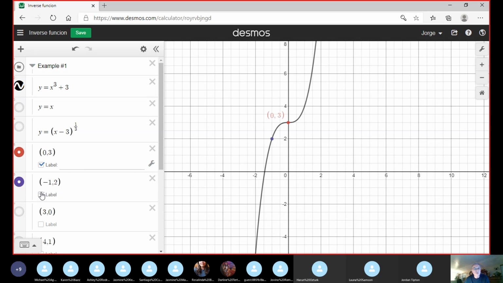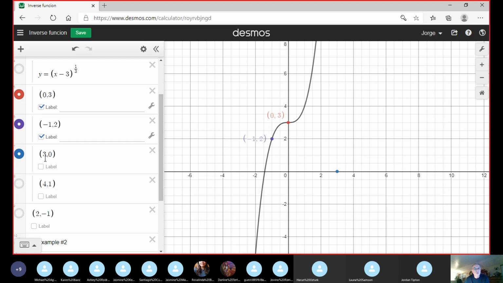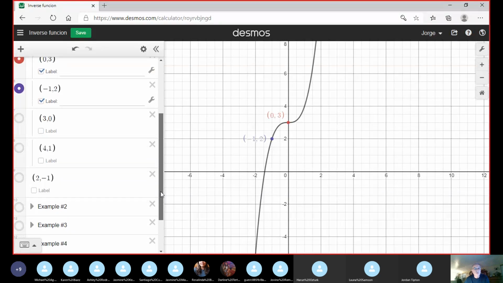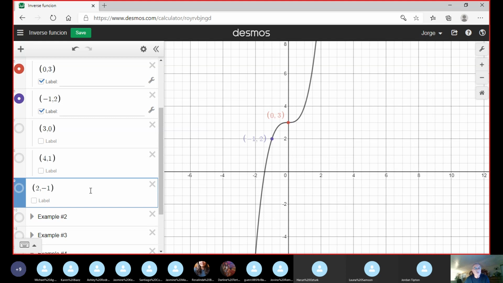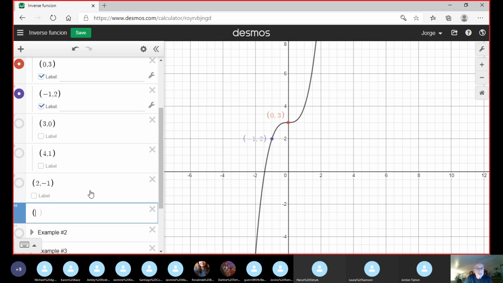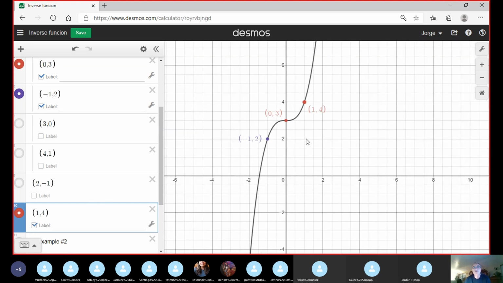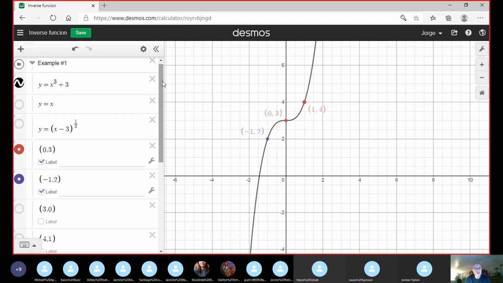Negative 1, 2. Boom. And (3,0), no. (1,4). (1,4), no? Oh, no, I forgot (1,4). Well, okay, I include (1,4). So parenthesis, 1, 4. Boom. In red color. Do you see the 3 points that characterize perfectly the original function? No. The inverse function that I found and verification look like that. Boom. Okay.